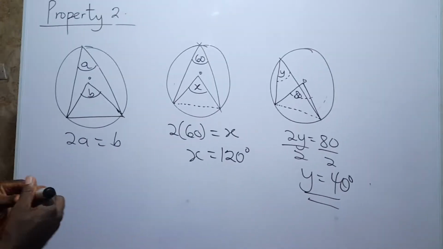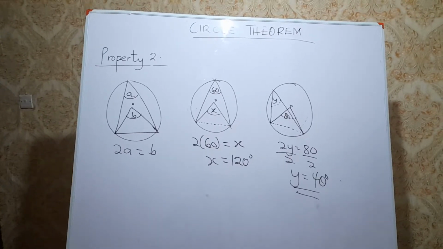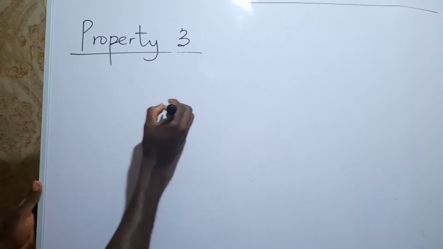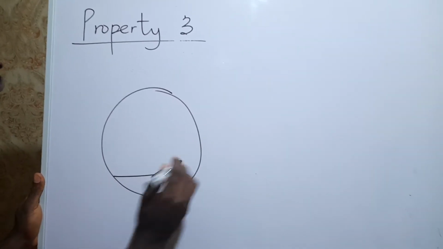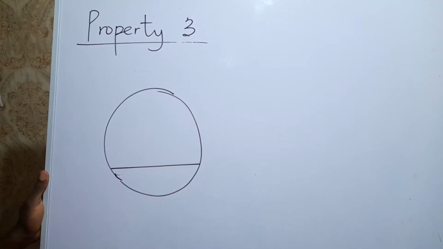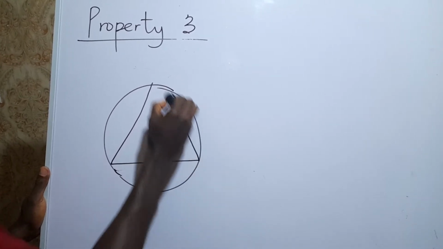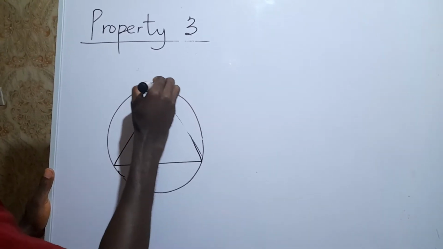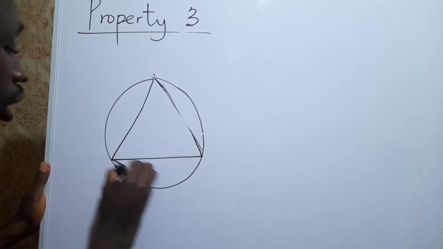So this is the second property. We'll look at the third one. So now let's look at the third property, still on chord. So if we have a circle and we have a chord, you know what a chord is by now. And the chord sustains an angle at the opposite side of the segment of the circle, like this. So we sustain an angle at the opposite side of the segment of the circle.